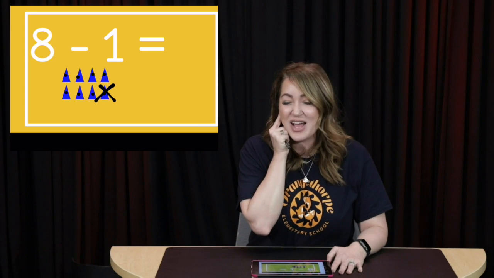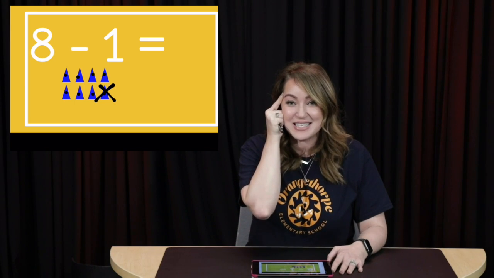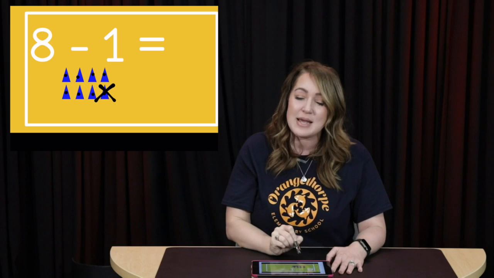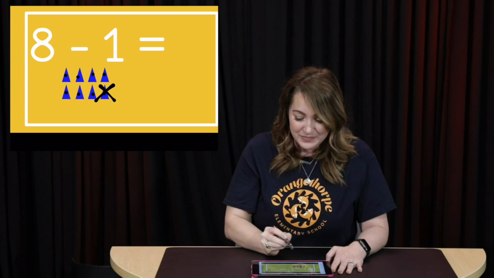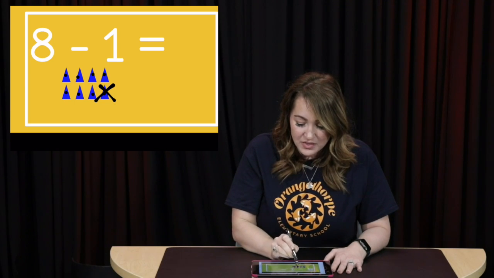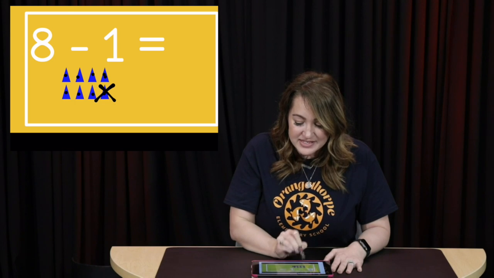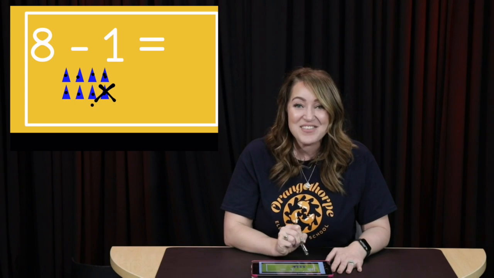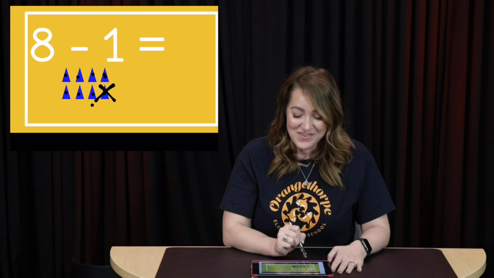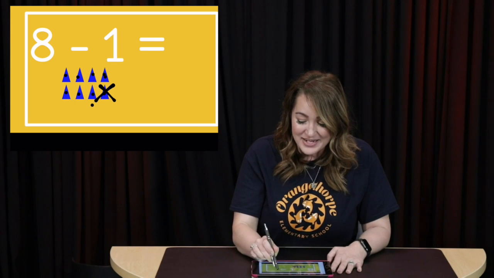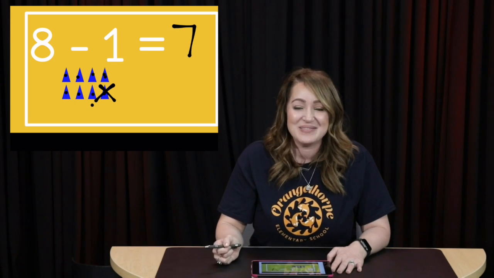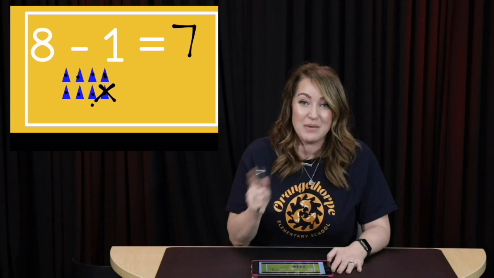Think it in your head. Ready? I'm thinking it. I know what it is because I know what comes right before 8, but I'm going to double check just by counting the triangles. So 1, 2, 3, 4, 5, 6, 7. If you thought 7, good job. You're doing wonderful. The answer of 8 minus 1 is 7. You can always use the counting back strategy if you want to.